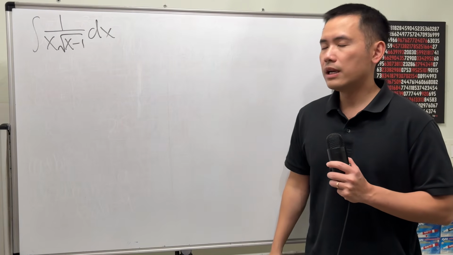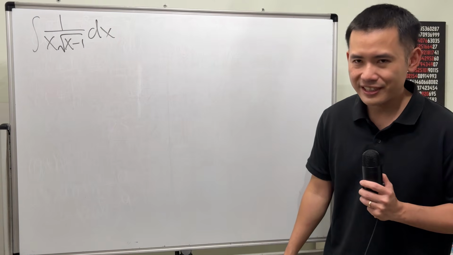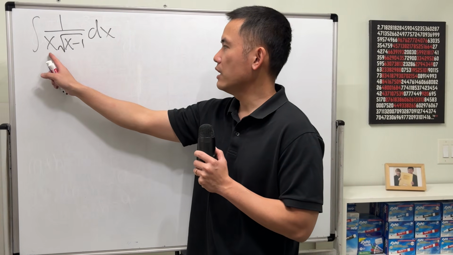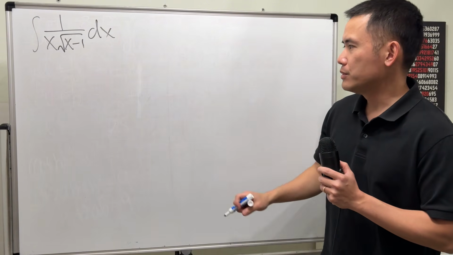So I assigned this integral as one of my homework questions for my Calculus 2 class, and I thought it's pretty nice, so let's talk about it. We have the integral of 1 over x times the square root of x minus 1. So first, let me just talk about it.